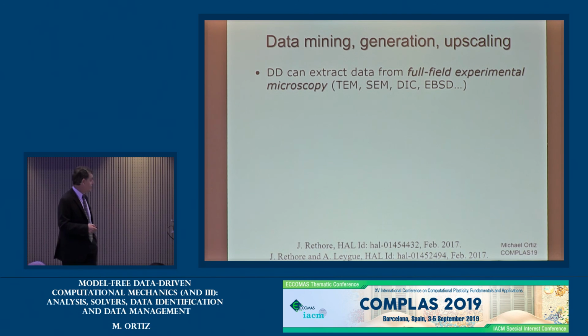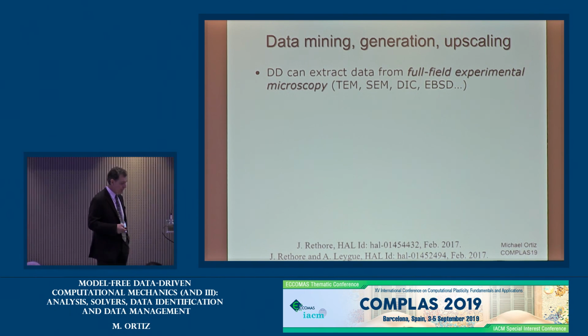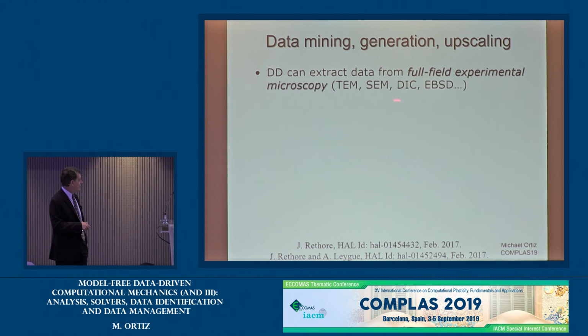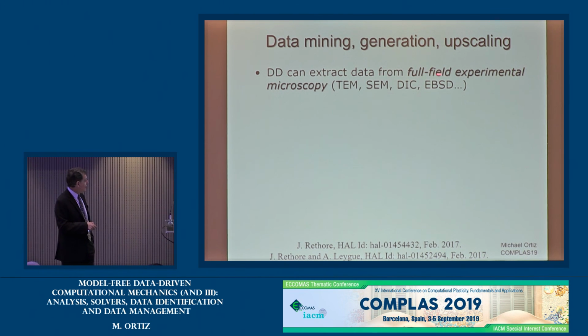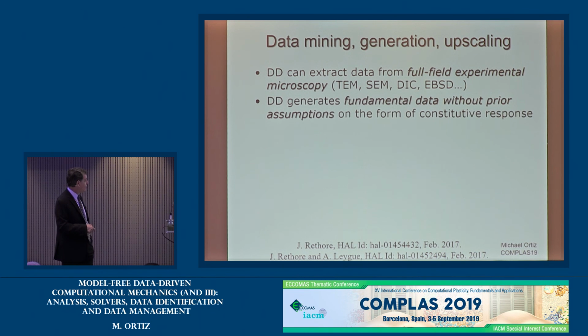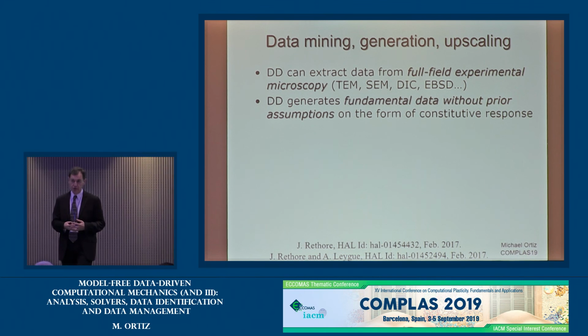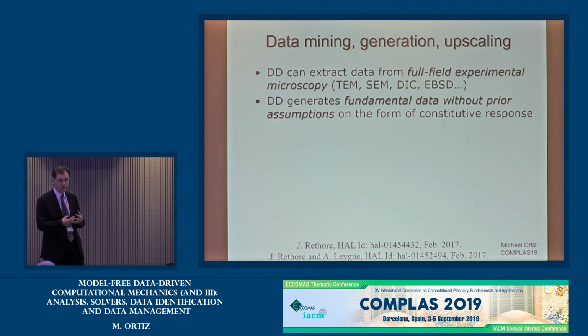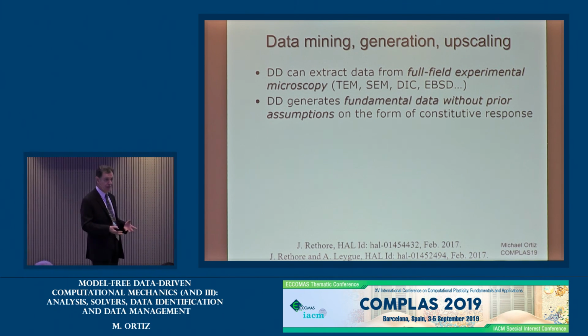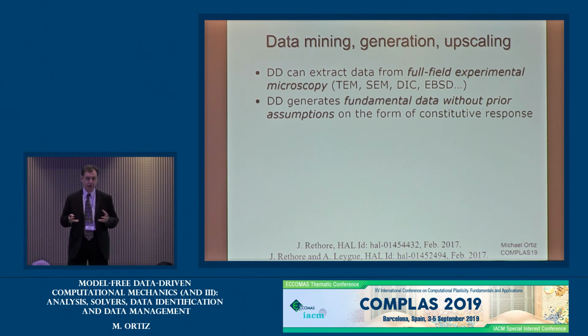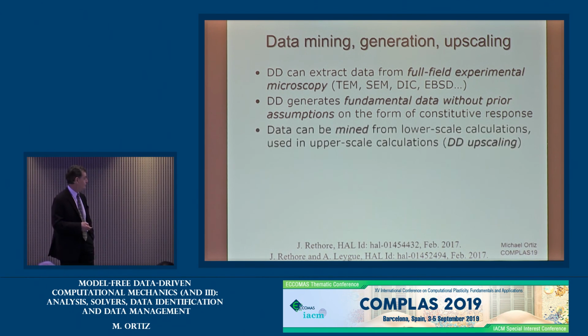From the standpoint of data mining, DD has a number of interesting properties. For instance, it can extract data from full-field experimental microscopy. It can generate data from microscopy without prior assumptions about the material behavior. So you don't have to assume J2 plasticity and then compute the yield stress. You don't know anything about yield stress. So you can identify fundamental data without any assumption about material behavior.